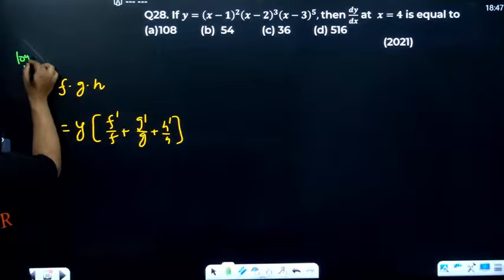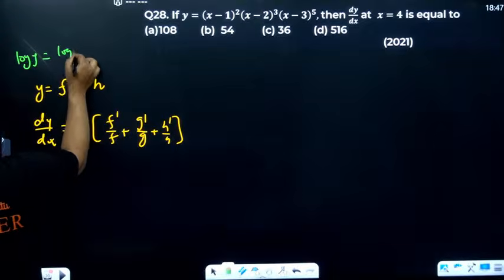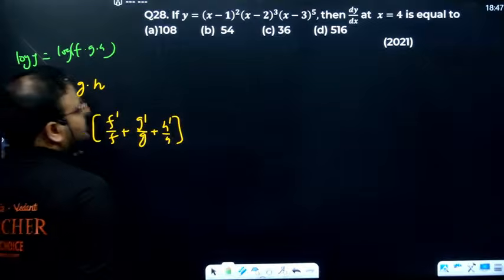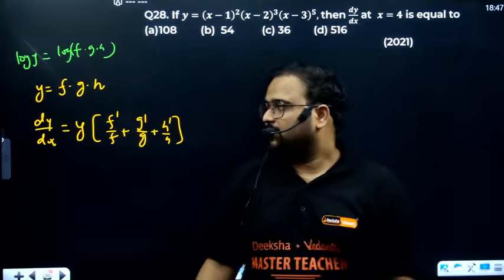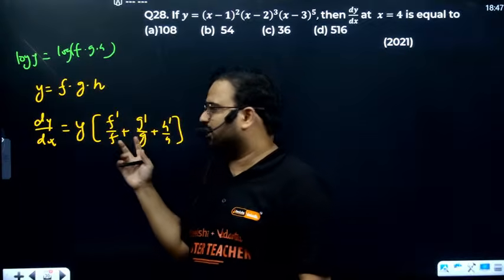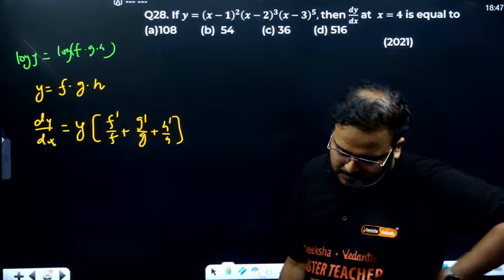So you'll have log y equals to log of f g h. Separate it. You'll have to use product rule over here. Log f plus log g plus log h. And then differentiate. You'll have this result.